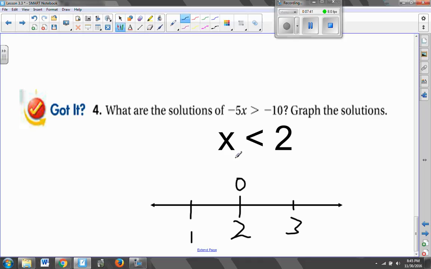And then x is less than because I flipped my inequality sign because I divided by a negative 5, because of that negative 5 right there. When I cancel that out, I have to flip the sign.